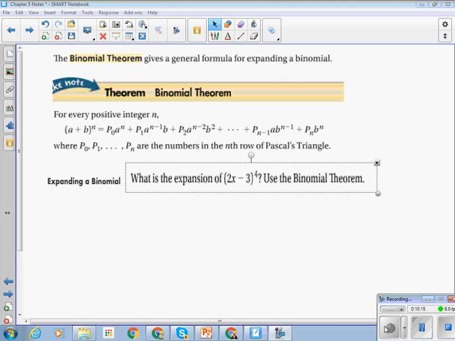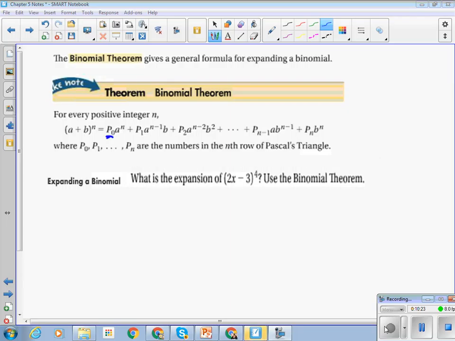All right, so the binomial theorem is the theorem that we've been using. If we are expanding, the coefficients are the numbers from Pascal's triangle. And then we start with the a to the degree. So the first term, to the power that we're raising the binomial to, decreases by 1 each time.